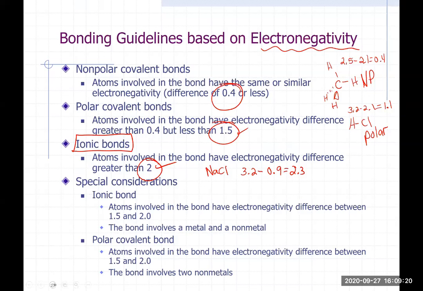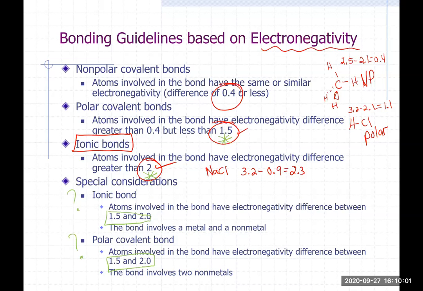Okay, so there's a little trouble in paradise now, though, because we have 1.5 as a limit, and then we have greater than 2 as a limit. So what about between 1.5 and 2? There's this gray area. And we need to figure out if we're between 1.5 and 2, is this thing going to be ionic or is this thing going to be polar? And by thing, I'm sorry I said thing, I mean substance or compound. Is it going to be polar or is it going to be ionic?